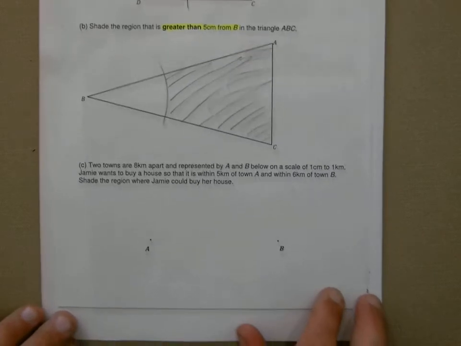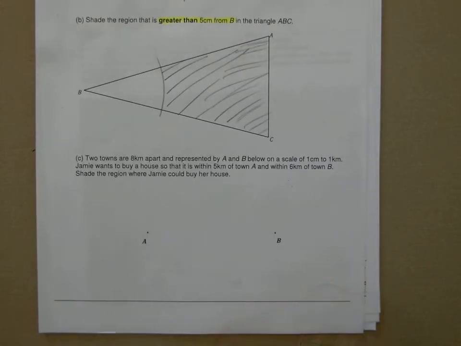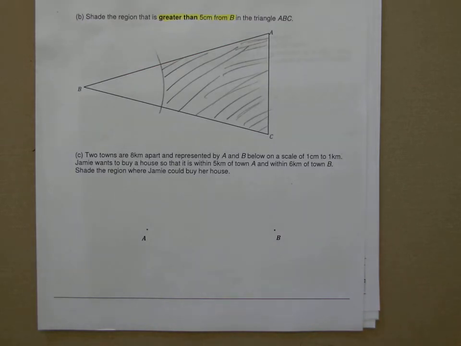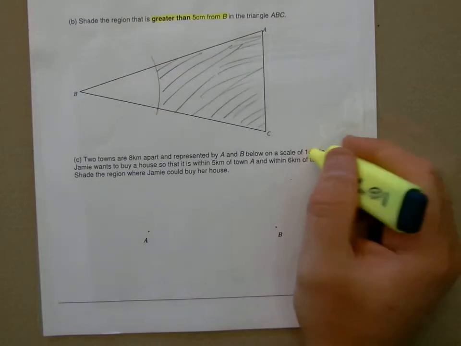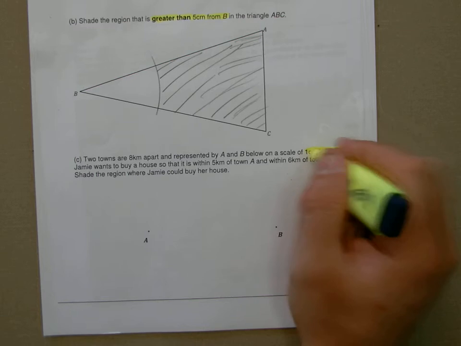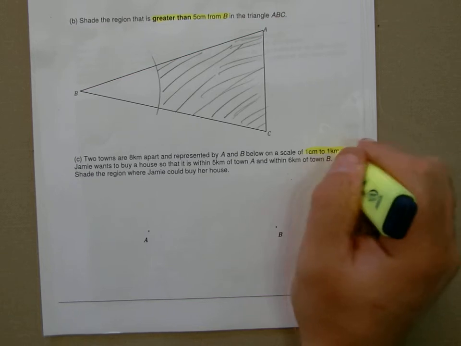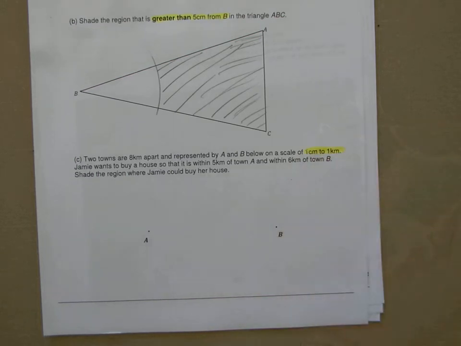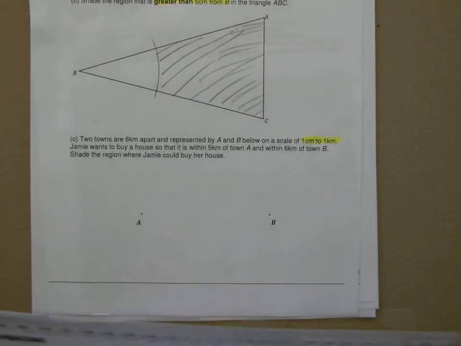Okay, part C then, it says two towns are 8 kilometers apart and represented by A and B below on a scale of 1 centimeter to 1 kilometer. It's important we have a scale for a drawing of maps and so on and locations. So we know that every centimeter represents 1 kilometer, so then that means they should be 8 centimeters apart, shouldn't they? Let's just check if that's the case.